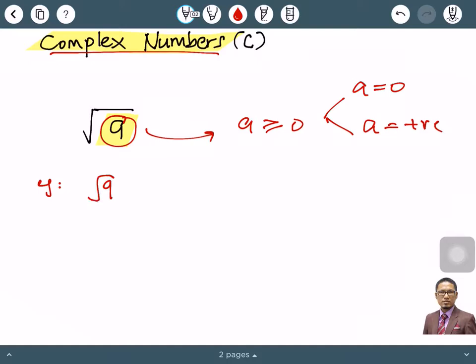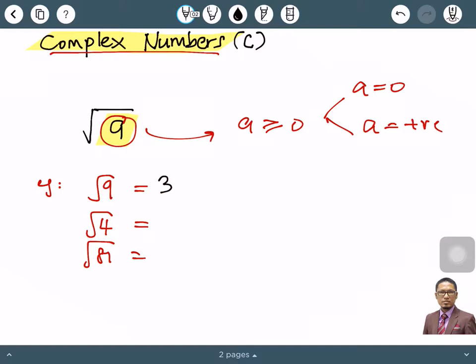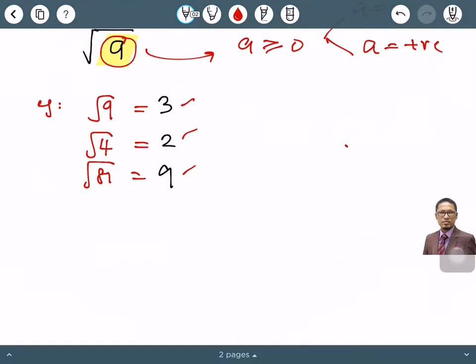Okay, example, square root of 9, square root of 4, square root of 81. All this value we already have dia punya value lah. Square root of 9 equal to 3, square root of 4 equal to 2, square root of 81 equal to 9. That's why the number dalam square root, dalam punca kuasa 2 mesti positif.